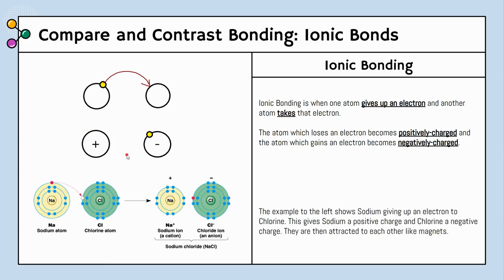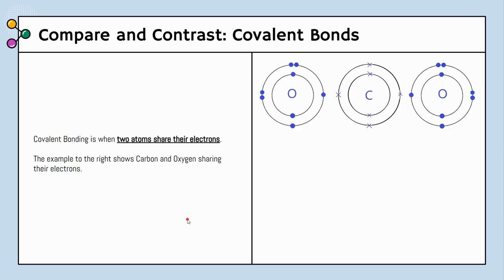A specific situation we can see here is if an atom of sodium on the left gives up an electron to, say, an atom of chlorine, the sodium becomes positive, specifically positive 1, because it lost one electron, and the chlorine becomes charged as negative 1 because it gained one electron. Afterwards, these two atoms, because they have opposite charges, they would be attracted to one another, kind of like magnets. So ionic bonding, that's the transfer of electrons, one atom giving and one atom receiving.